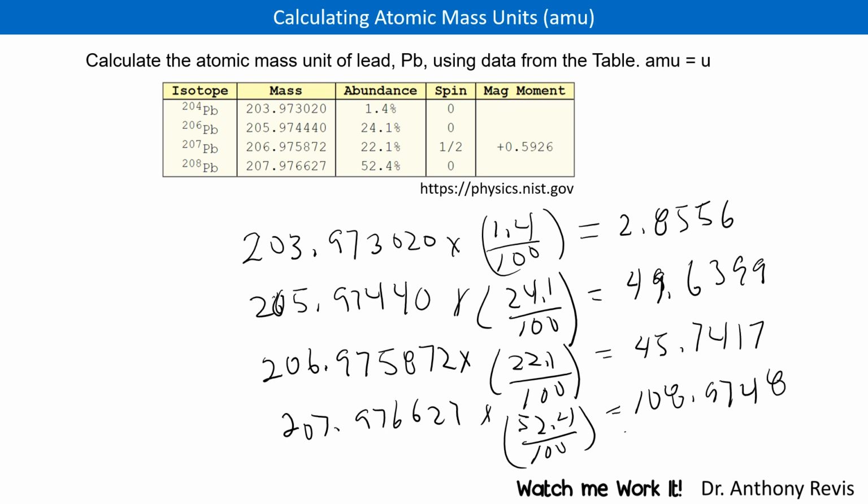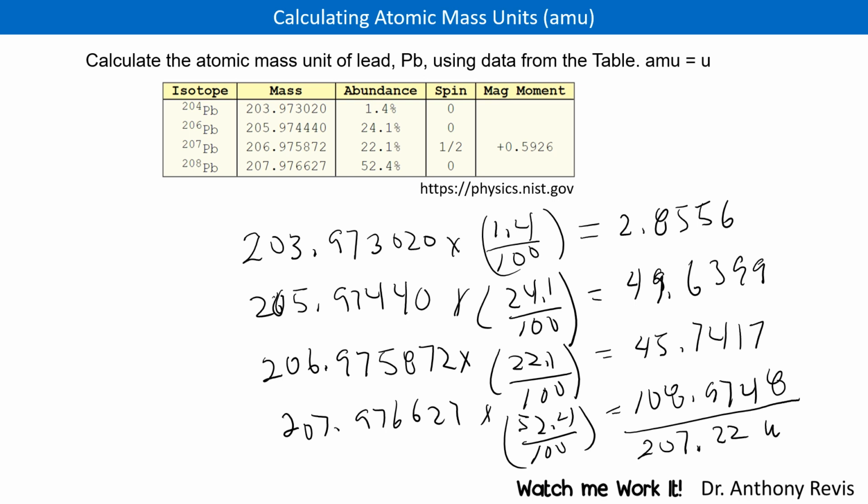108.9748. And then if we take all these and add them up, I'm just going to write this to 5 sig figs. This comes out to 207.22, and we put the u behind it. And that's how you do the AMU.